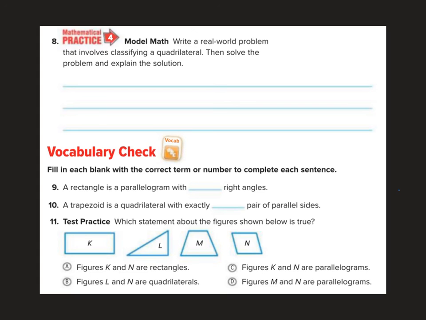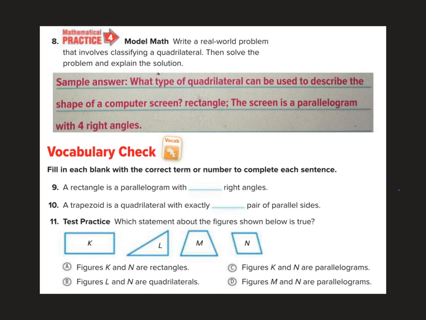Question 8. Write a real-world problem that involves classifying quadrilaterals. Here's my real-world problem. What type of quadrilateral can be used to describe the shape of your computer screen? A rectangle. The screen is a parallelogram with 4 right angles. So there's my real-world problem that I'm going with. Okay, fill in each blank with the correct term or number to complete each sentence. A rectangle is a parallelogram with 4 right angles. A trapezoid is a quadrilateral with exactly 1 pair of parallel sides.